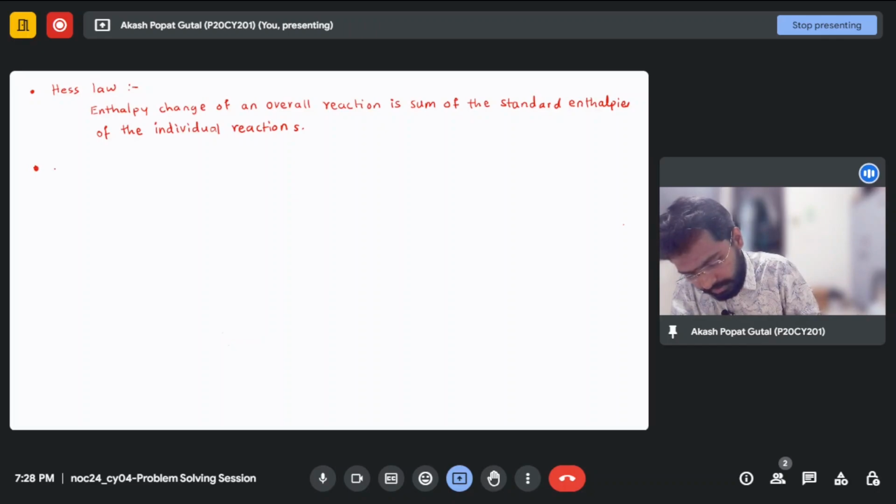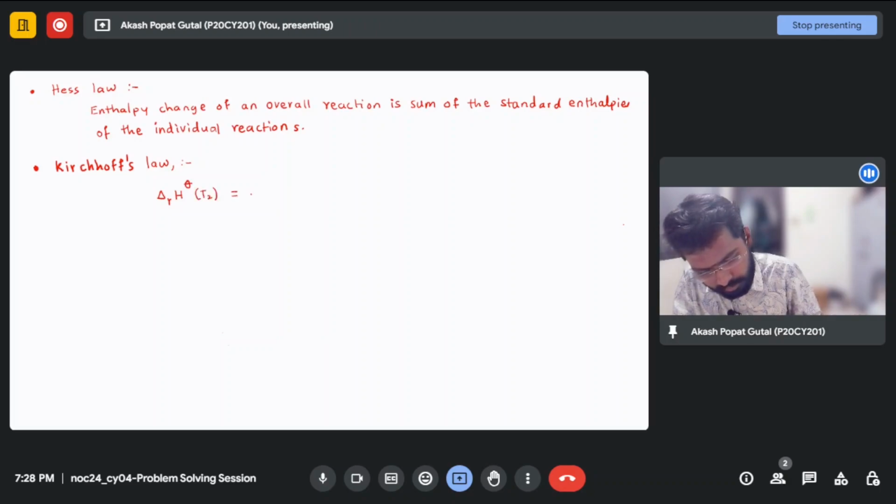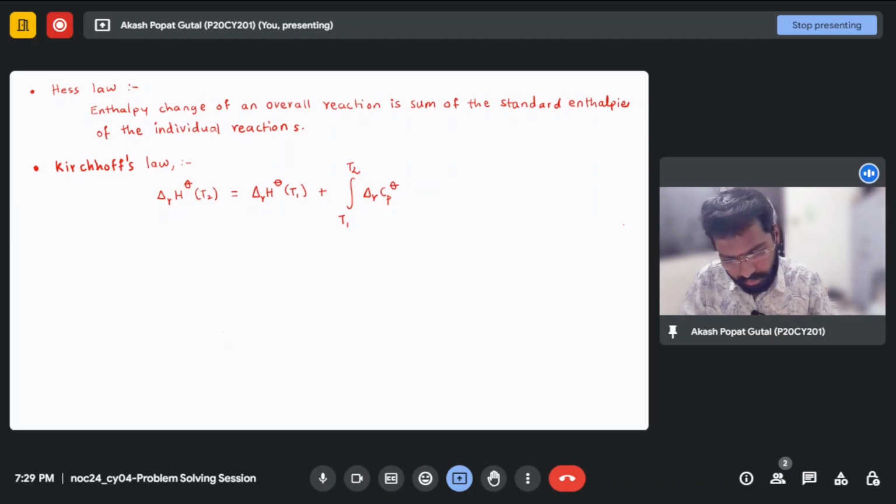There is another law we have seen, called Kirchhoff's law. It states that the standard enthalpy of reaction at temperature T2 is equal to the standard enthalpy of reaction at temperature T1 plus the integral from T1 to T2 of the change in the respective heat capacities, times dT.